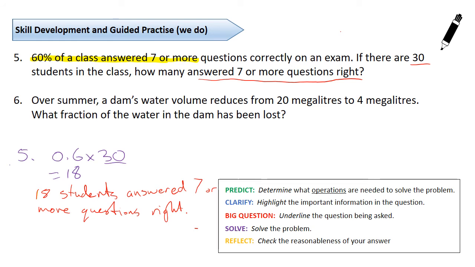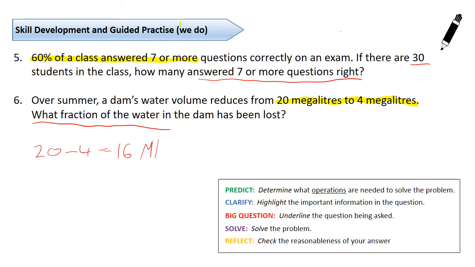Over summer, a dam's water volume reduces from 20 megalitres to 4 megalitres. What fraction of water in the dam has been lost? So important information here is that it went from 20 down to 4. And the question here is, what fraction of the water has the dam lost? So it went from 20 down to 4, so it's lost 16 megalitres all up. So we're going to write that as a fraction, 16 out of the 20 in total, because 16 is how much it's lost. And you can simplify that down to 4/5.